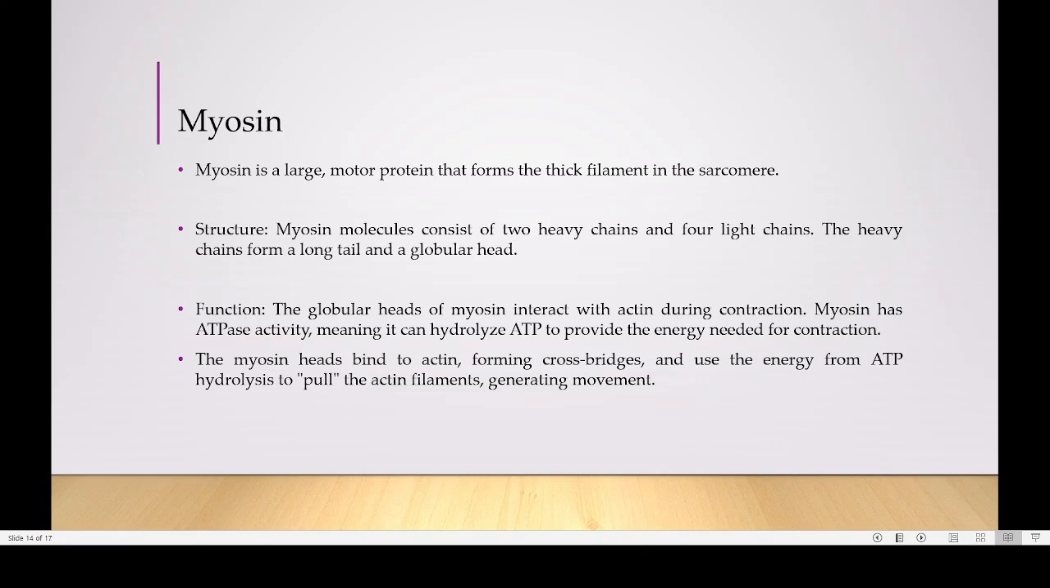This is another picture. That picture also is showing the idea of how this pulling works. These are the heads. All these heads will be attaching with the actin filament and pulling the actin filament towards the center. That kind of pulling action is responsible for the sliding filament theory. Maybe in another class I will show you a video. See, this is what is happening in a muscle contraction.